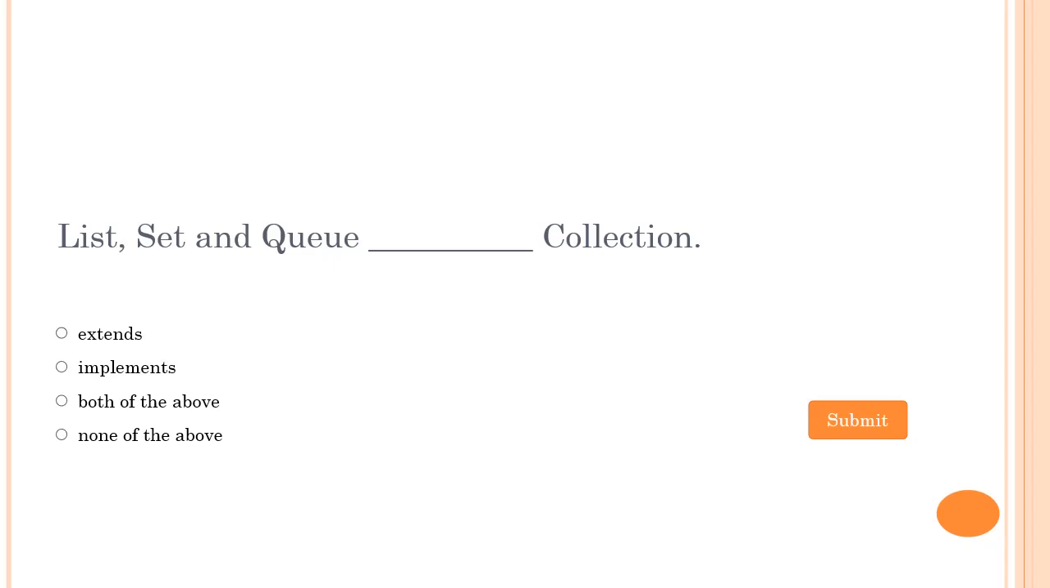List, set, and queue are what compared to collection? So, should we add the word extends, implements, both of the above, none of the above? What is the right answer? It's extends. List, set, and queue are all interfaces that extend the collection interface.